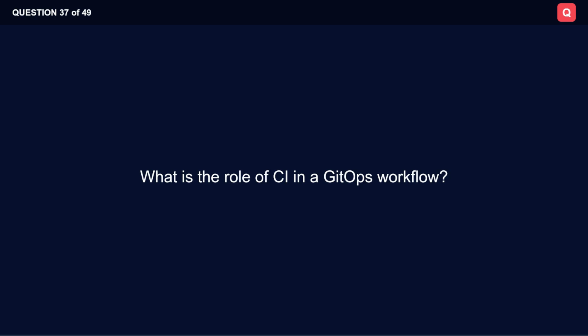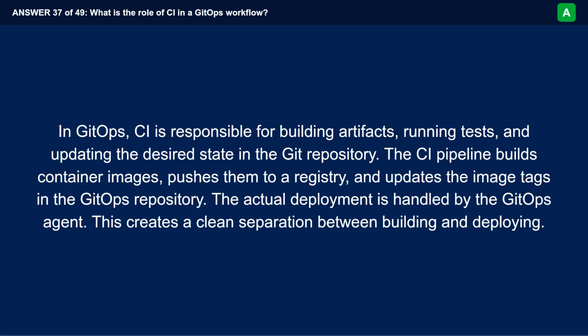What is the role of CI in a GitOps workflow? In GitOps, CI is responsible for building artifacts, running tests, and updating the desired state in the Git repository. The CI pipeline builds container images, pushes them to a registry, and updates the image tags in the GitOps repository. The actual deployment is handled by the GitOps agent. This creates a clean separation between building and deploying.